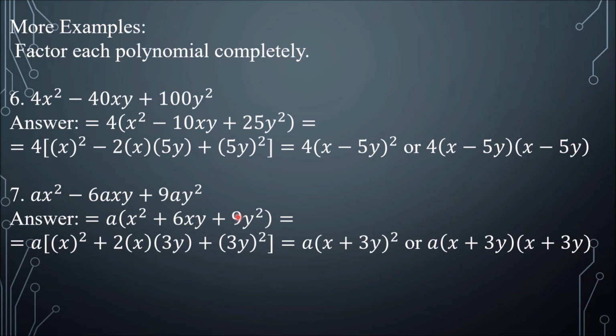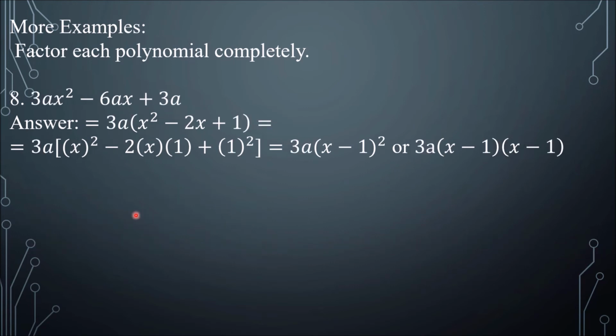Now, factoring this perfect square trinomial, we have x squared, that's x squared, and then 2, that's twice of x, so 2x. Now, in order to get 6xy, we need to multiply 2x by 3y. So 2 times x times 3y is 6xy. Now, this 3y will be used in our last term, 3y squared, in order to get 9y squared. Now, after getting this, we have a here, and then the first term x, the last term 3y, and then plus, so a times x plus 3y squared, or a times x plus 3y times x plus 3y.